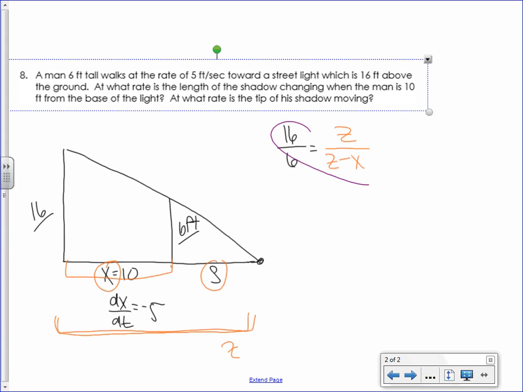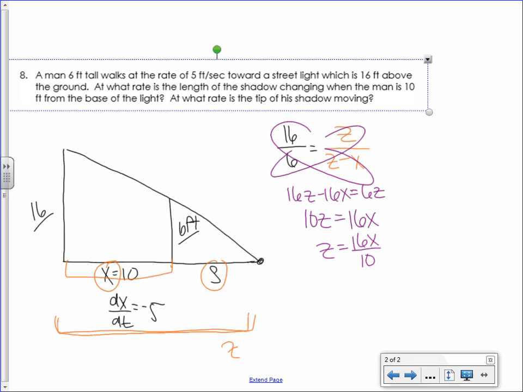Cross multiply, and you get 16z minus 16x is equal to 6z. I want to solve this for z because I already know everything I need to know about x. So subtract the 6z over, add the 16x, you get 10z is equal to 16x, or z is equal to 16x over 10, which really is 8x over 5.